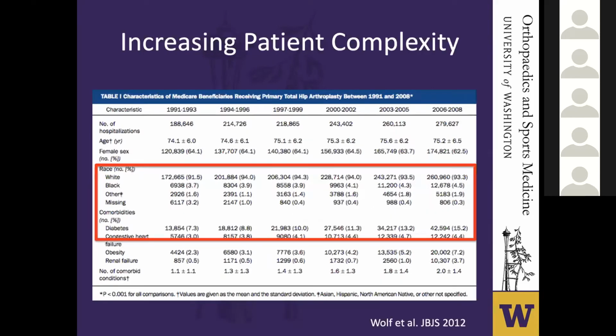As Dr. Chansky mentioned, our patient population is able to live longer and healthier due to modern healthcare. But as a result, they are becoming more medically complex as time goes on. This is a table taken from a study looking at Medicare beneficiaries receiving primary total hip arthroplasty over about 2 decades. And you can see in the highlighted red portion that the number of comorbidities are increasing every year in the patients that are undergoing total joint arthroplasty.